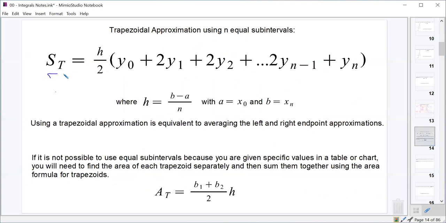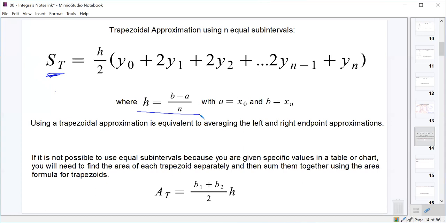Right? The sum of all the trapezoids, or the area under a curve using a trapezoidal approximation, is just h over 2 times y naught plus 2y1 plus 2y2, and so on, until we get to 2y sub n minus 1, and then a singular y sub n at the end. And it's very important that we note that h is b minus a over n. And so that's the formula that we've just developed. We're going to use it once in a second here.